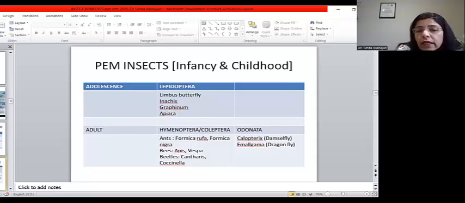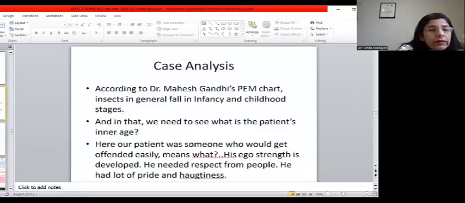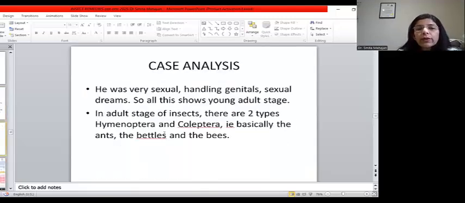Okay, adolescence and adult. So now he was very sexual also. So where do we put this guy? Which stage? It could be adolescence sometime, but mostly it is adult. Yes, it is young adults. Correct. Okay. So he was very sexual, handling genitals, sexual dreams. So all this shows young adult stage. In adult stage of insects, there are two types, Hymenoptera and Coleoptera. That is basically the ants, the beetles, and the bees.